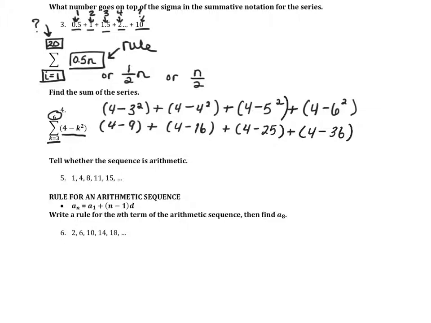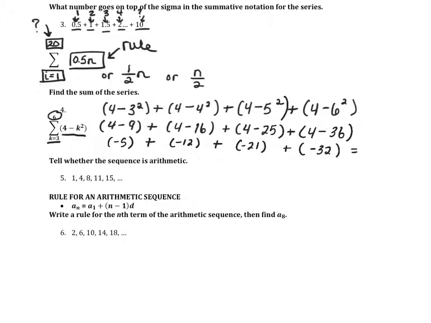All right, now you go through and do all the subtraction. 4 minus 9 is negative 5. You don't really need parentheses. We can keep them if you want. 4 minus 16 is negative 12. 4 minus 25 is negative 21. And 4 minus 36 is negative 32.